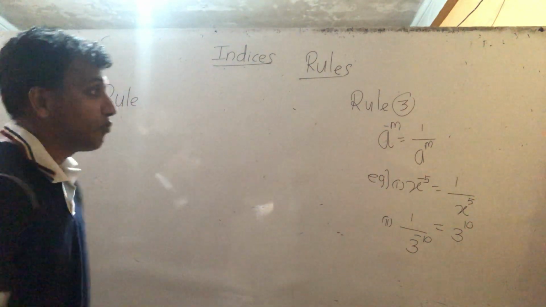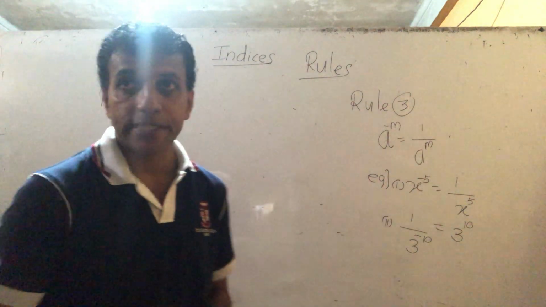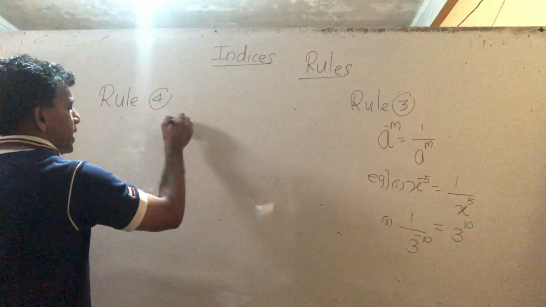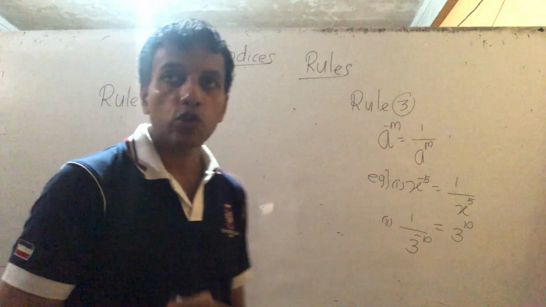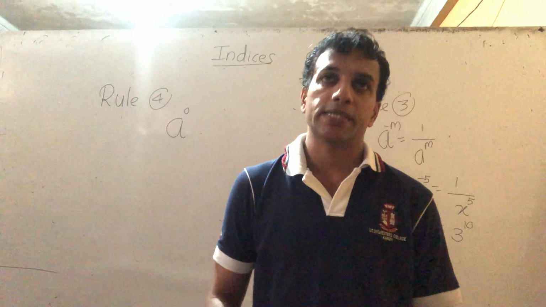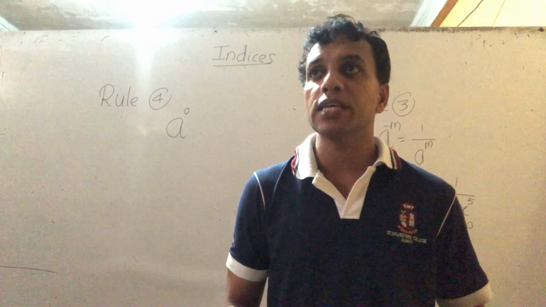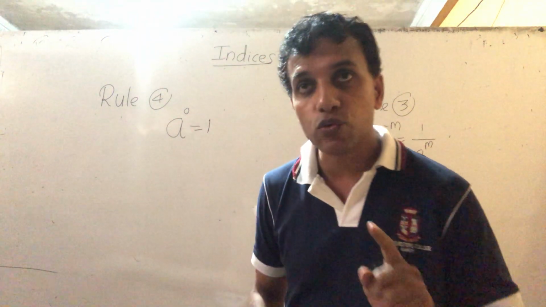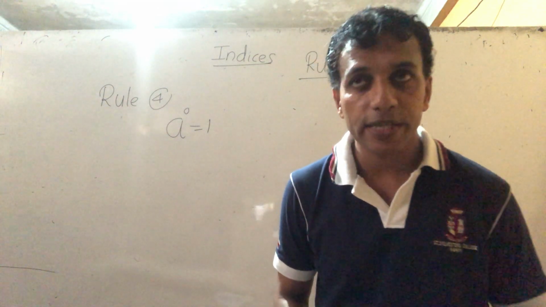Next, let's try rule number 4. Rule number 4 of indices is stated like this: a to the power 0. What is the answer? That means any index 0, the answer is 1. Any number to the power 0, the answer is 1, right?